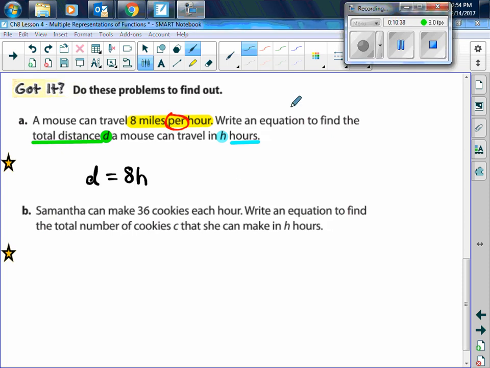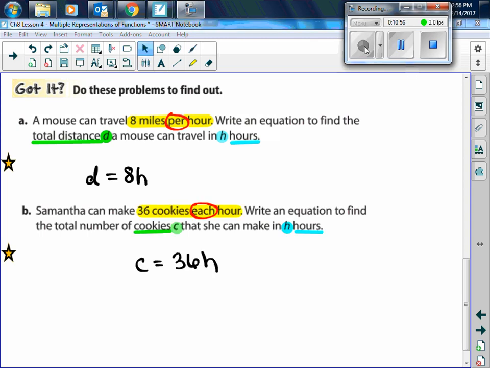Problem B says Samantha can make 36 cookies each hour. Write an equation to find the total number of cookies, C, that she can make in H hours. Why don't you do letter B on your own, and then I'll show you the solution. So here we've got 36 cookies each hour. C is equal to cookies, H is equal to hours. So 36 times the number of hours, 36 times H, equals the total number of cookies.